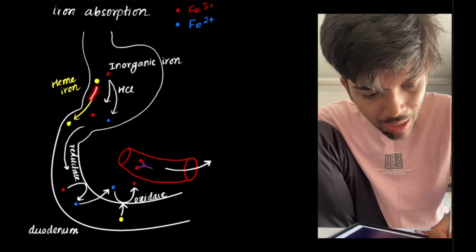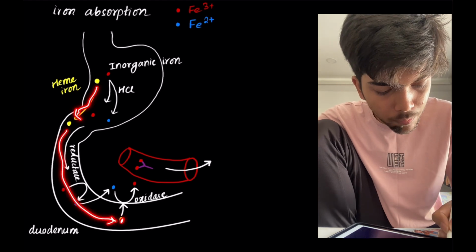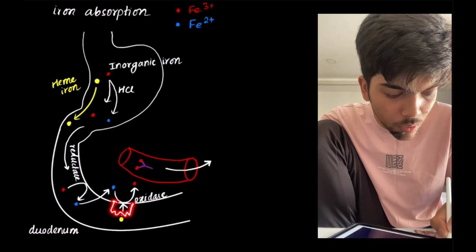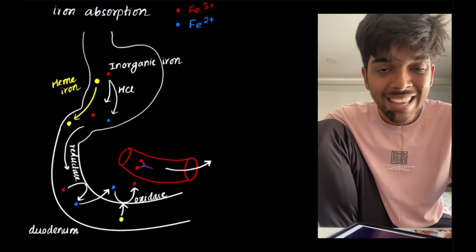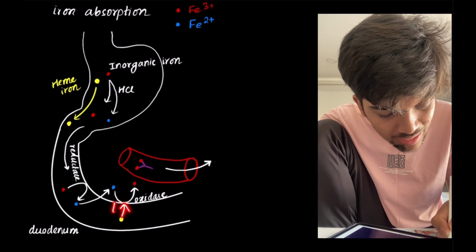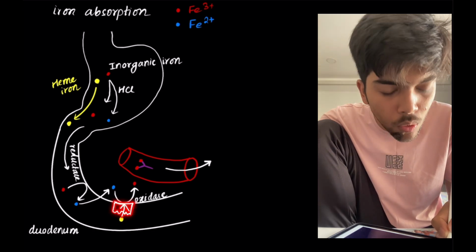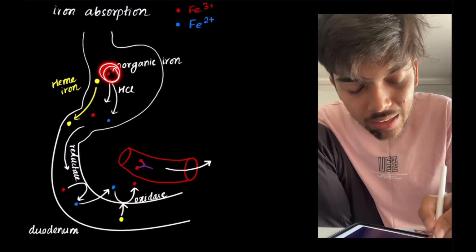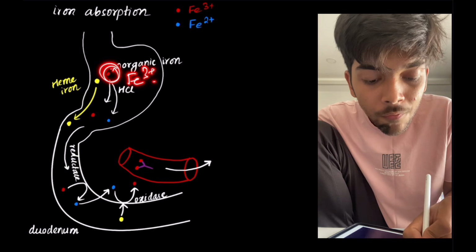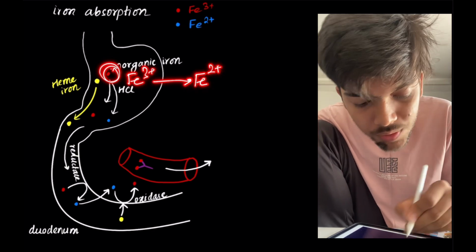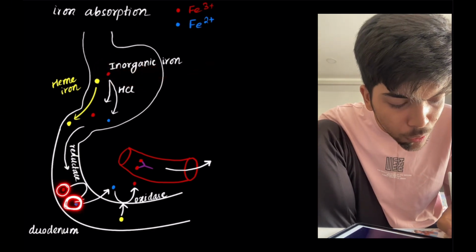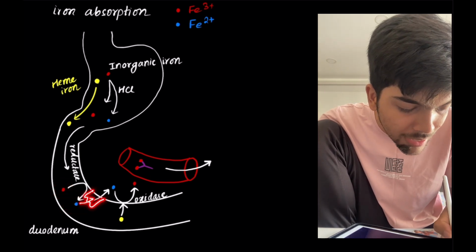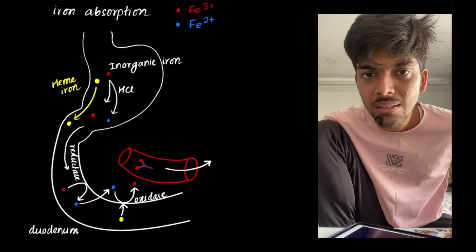Now, heme iron reaches the duodenum. In the duodenum, there are enterocyte cells, or the cells of the intestine. Heme iron is taken directly into the enterocyte cell with no extra step required. But inorganic iron, which is present in ferric form, first needs to be converted to ferrous form, this blue thing, and only then is it taken in by the enterocyte, or the epithelial cell of your gut.